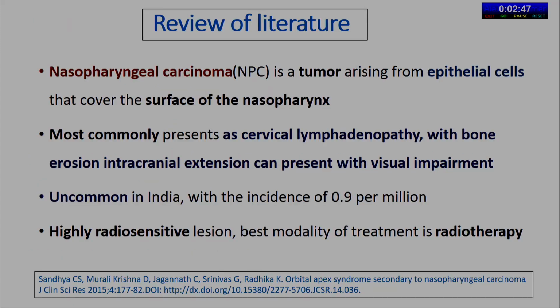Now, coming to review of literature, nasopharyngeal carcinoma is a tumor arising from epithelial cells that cover the surface of the nasopharynx. It most commonly presents as cervical lymphadenopathy with bone erosion. Intracranial extension can present with visual impairment. It is particularly uncommon in India. However, it is a highly radiosensitive lesion. Therefore, the best modality of treatment is radiotherapy.